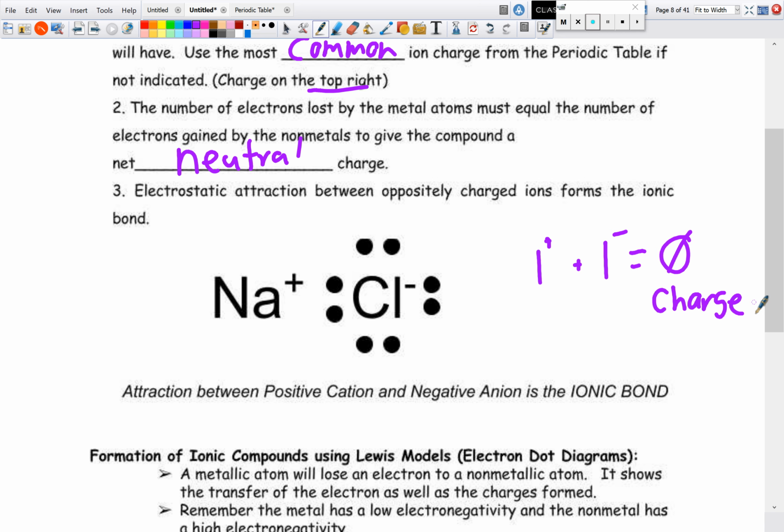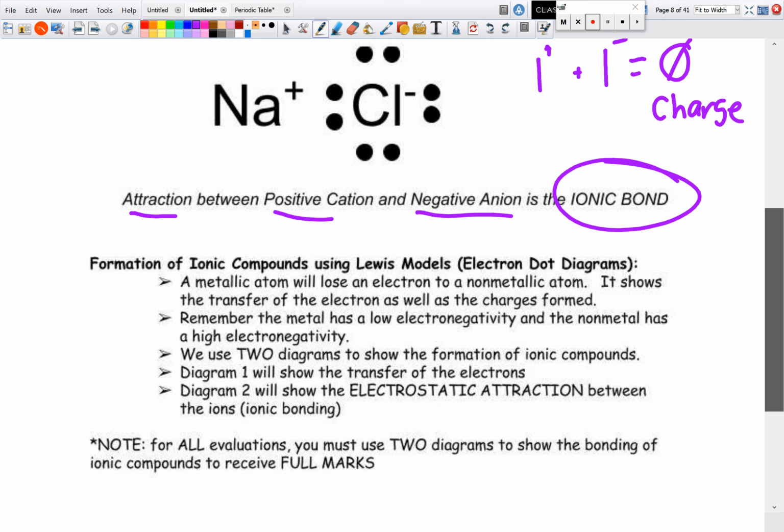So all ionic compounds need to equal out a 0 charge when you're done. And what an ionic bond is, is just the attraction between the positive cation and the negative anion. That is our ionic bond. So, how do we represent this?